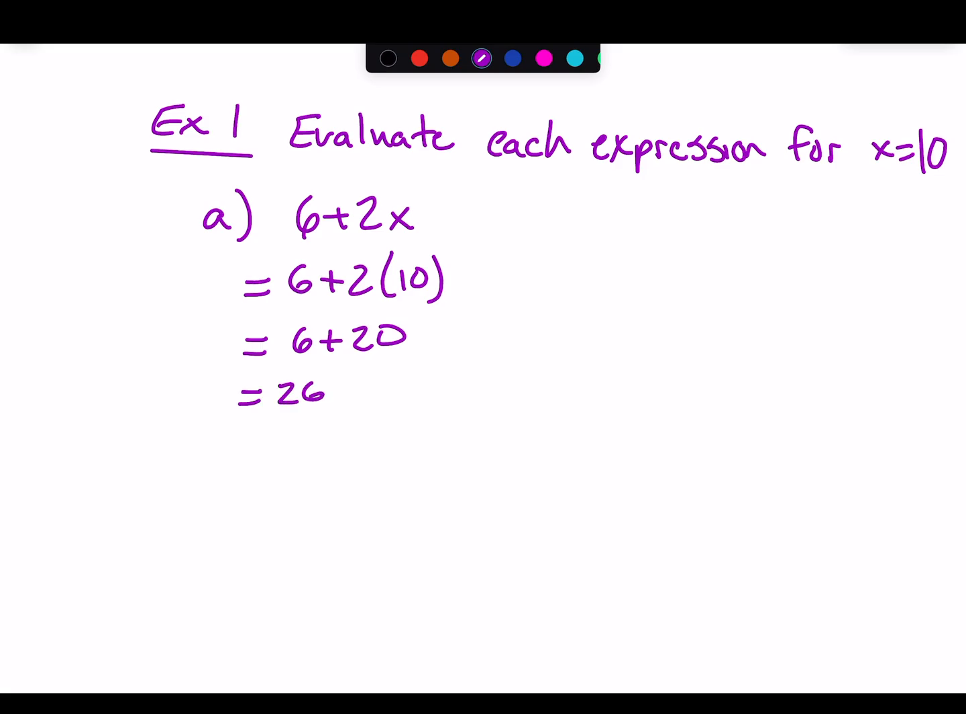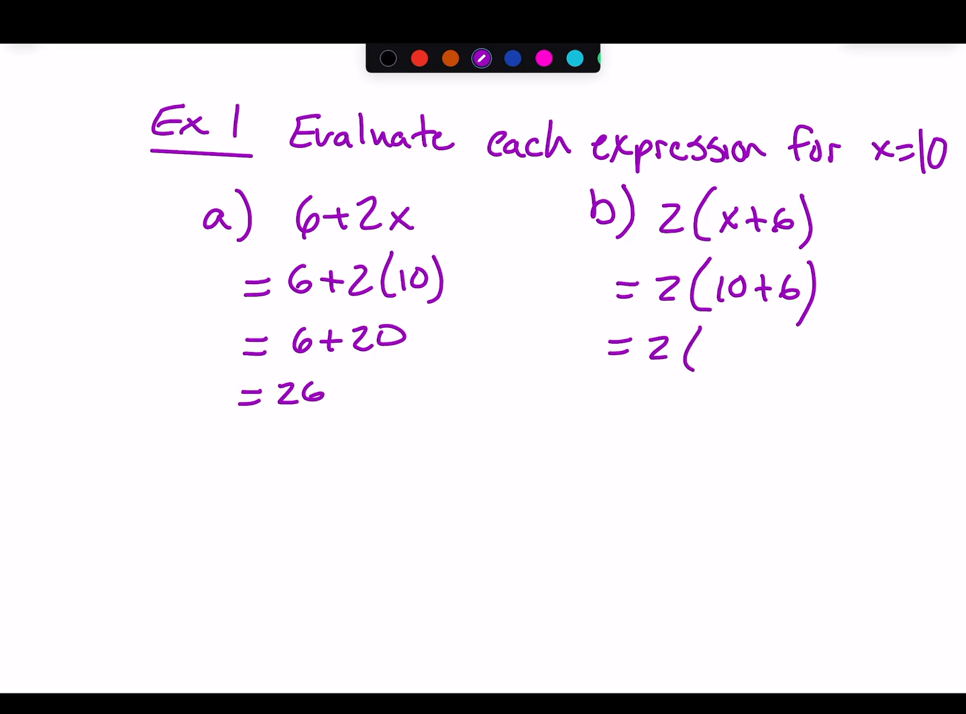Okay, another example. 2 times the quantity x plus 6. Well, we know that x is equal to 10. So in for x, we will substitute 10. So we get 2 times the quantity 10 plus 6. We have to evaluate within those grouping symbols, those parentheses. So we keep the 2 on the outside and we do the addition on the inside, which is 10 plus 6, or 16. And then we evaluate that multiplication, 2 times 16, which is equal to 32.